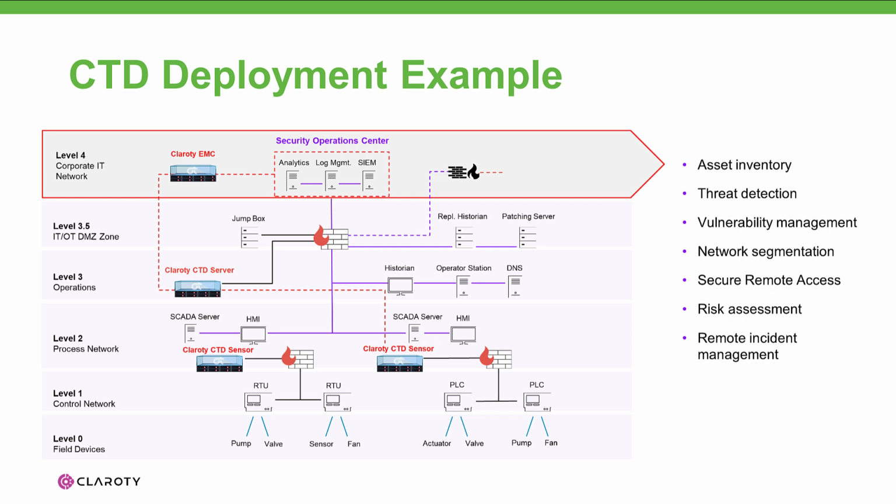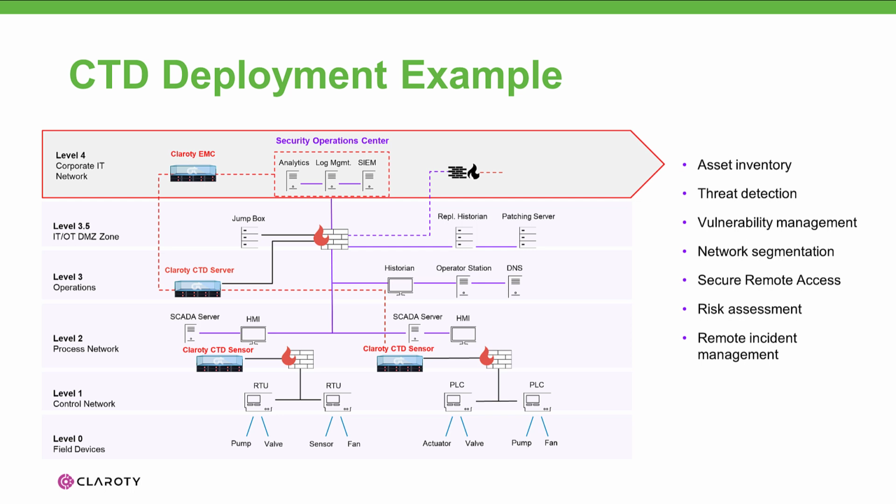So, to give a quick recap of this module, Claroty's CTD solution uses three main deployment components: the Enterprise Management Console, which provides visibility into your organizational deployment, one or more CTD servers that can be connected to the EMC, and one or more CTD sensors that can be connected to any CTD server.